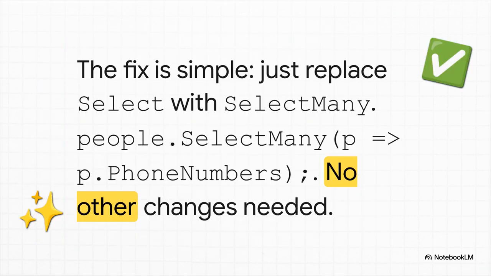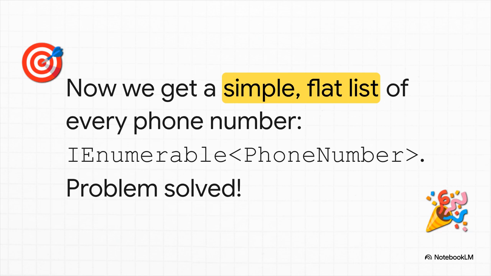And you know what's great? The fix is unbelievably easy. We use the same logic, the same lambda expression, we just swap the method name. We replace Select with SelectMany. That's it, and bam! With just that one tiny change, we get exactly what we were looking for from the start, a single, flat list of every single phone number. SelectMany does all the heavy lifting of unpacking and combining those inner lists for us.